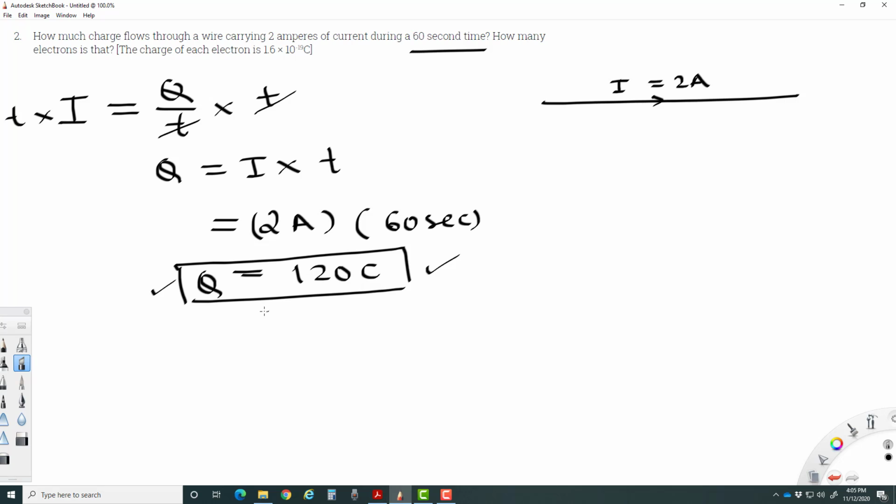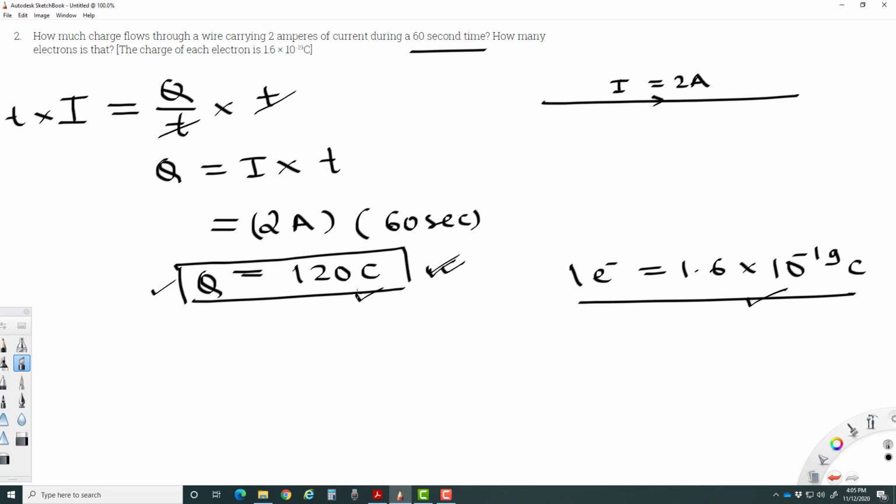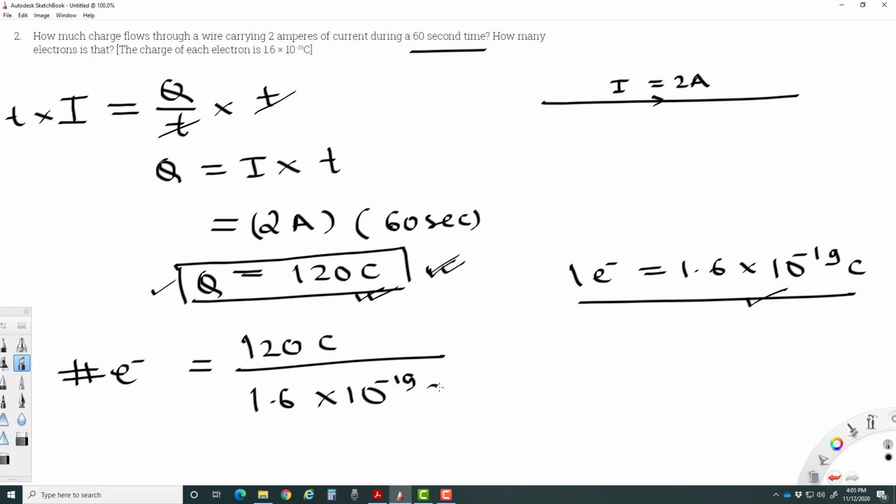Now, how many electrons is this amount of charge? In other words, how many electrons are there in this amount of charge, given that one electron has 1.6 times 10 to negative 19 coulomb of charge. So one electron has that much charge, then how many electrons are there in this much charge? So the number of electrons is total charge, which is 120 coulombs, over the charge in each electron, which is 1.6 times 10 to negative 19 coulombs.